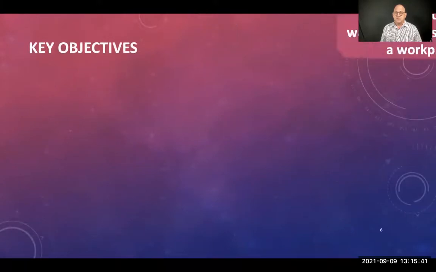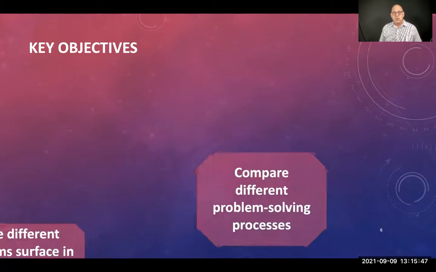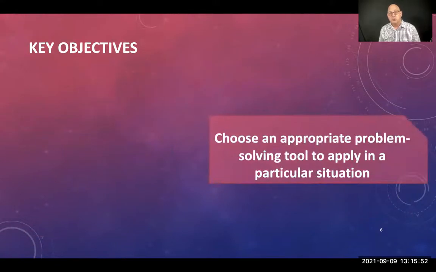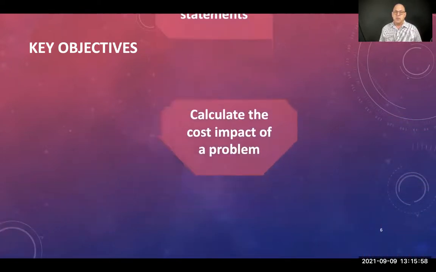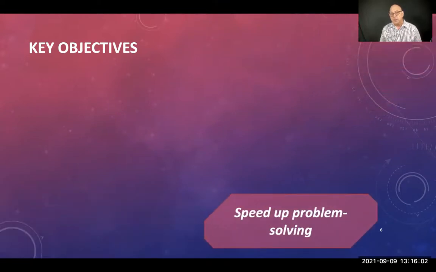So our key objectives for this module: we get to explain the different ways that problems are going to surface in a workplace. We're going to compare different types of problem-solving processes. We're going to choose an appropriate problem-solving tool to apply to a particular situation. We're going to be able to write better problem statements. We're going to be able to calculate the cost impact of a problem. And we're going to speed up problem solving.